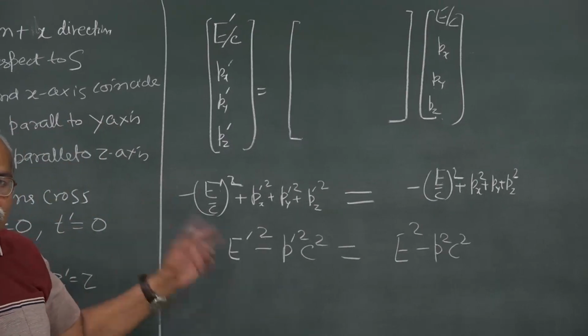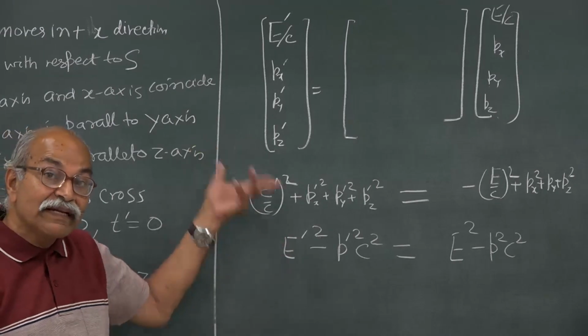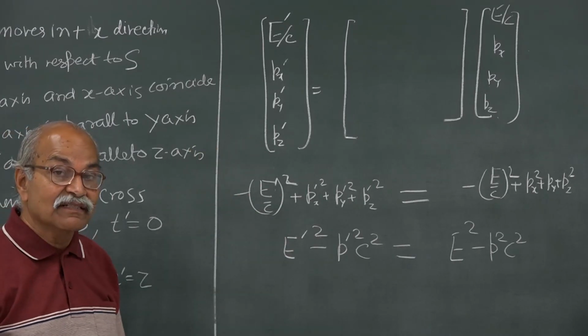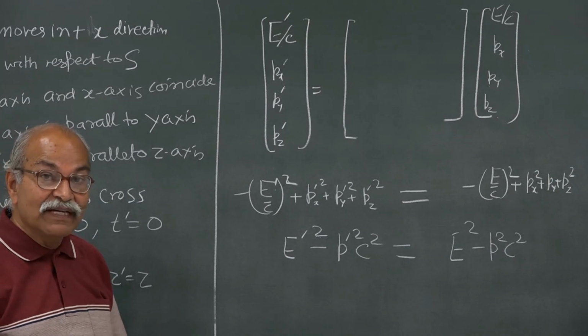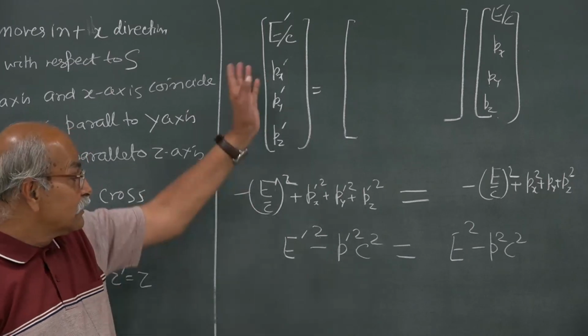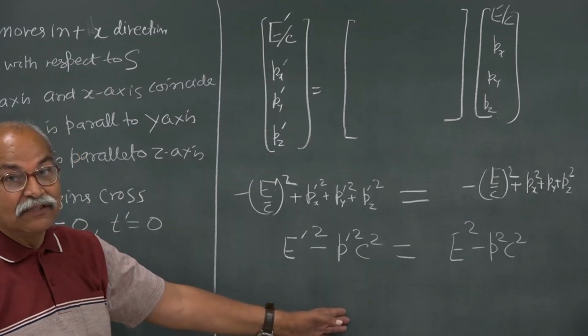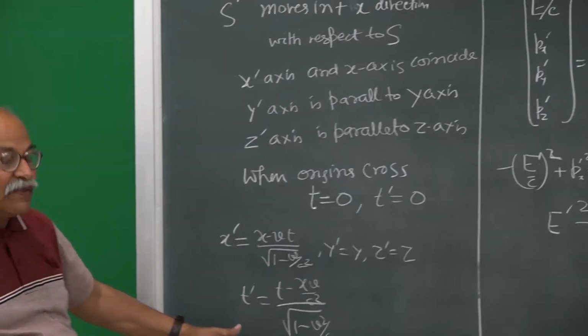and that is valid for all 4 vectors, all kinds of 4 vectors, position 4 vector or displacement 4 vector, any vector, or velocity 4 vector, any 4 vector you take, this will always be there. So not necessarily is it coming from this kind of equations.